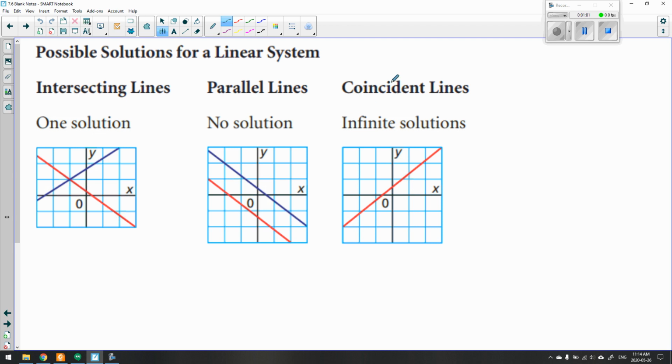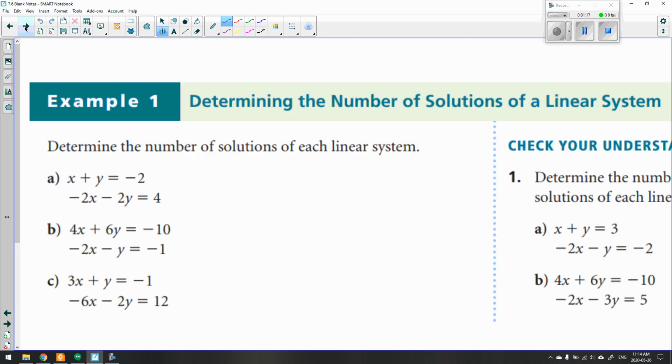So when we're given a system of linear equations, we want to convert them into slope-intercept form and check the slope and the y-intercept. And so we can check slope and intercept and go from there. So determine the number of solutions for each linear system. So we're going to convert the first one to slope-intercept form.